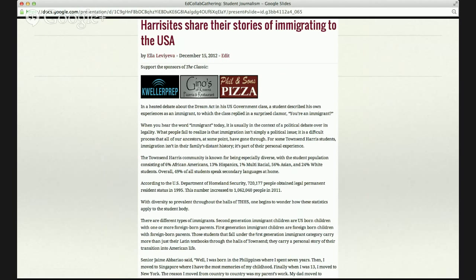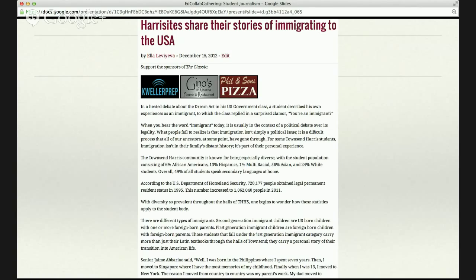Here's another article one of our students wrote where she profiled various students who had immigrated to America. And there's got to be students like this in every school in America, and you may not know it. You may not know their story. But she decided she was going to tell their stories. Same thing, this opening line is very narrative.